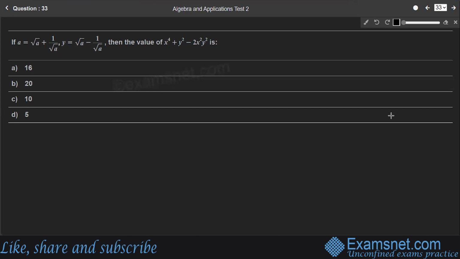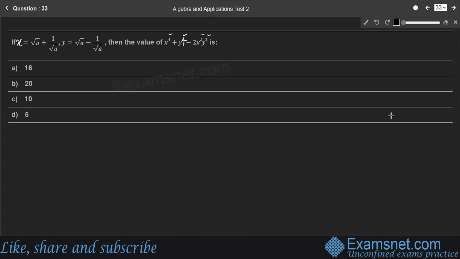Question 33. There is a small correction, students. If x is equal to root a plus 1 by root a, y is equal to root a minus 1 by root a, then find the value of x raised to 4 plus y raised to 4 minus 2x square y square. Here, students, the values of x and y are given. So let us find x square, y square directly, and x raised to 4 and y raised to 4. Then you can substitute the values.